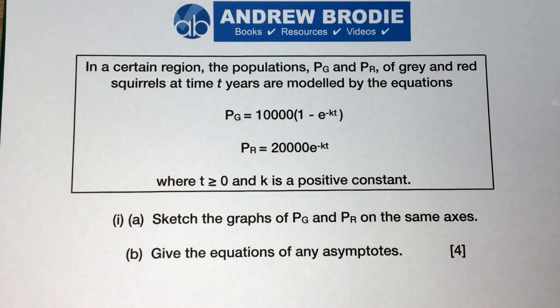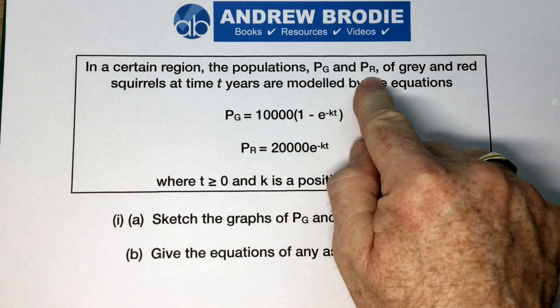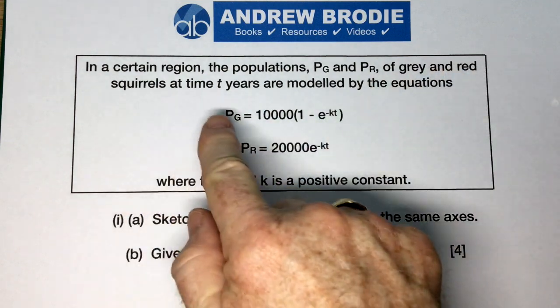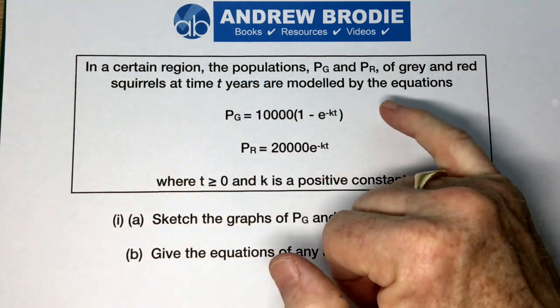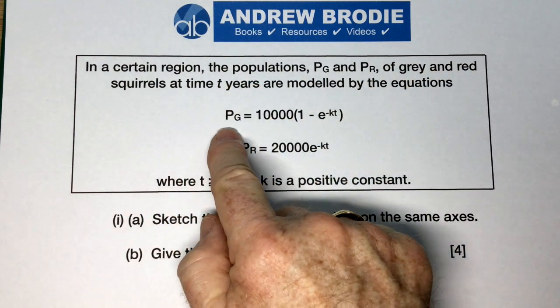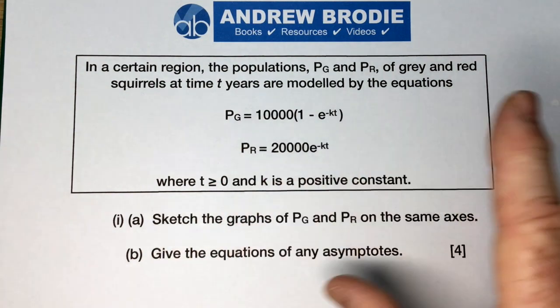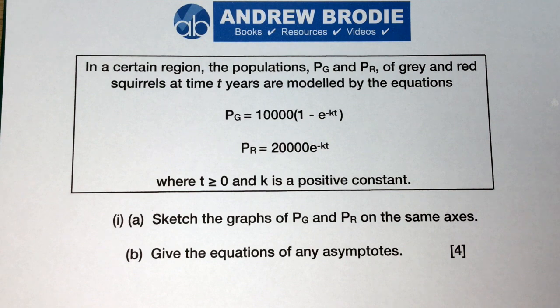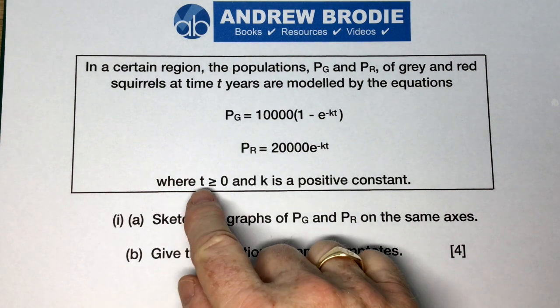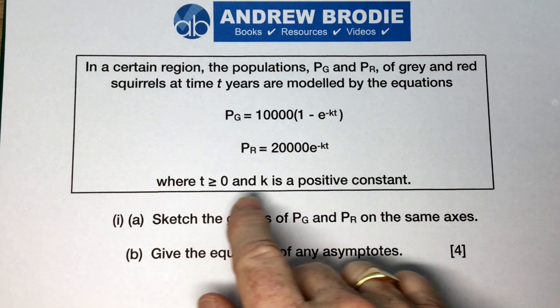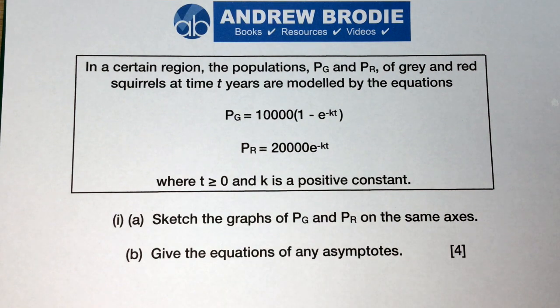So here is a question that was set by OCR as a specimen question a couple of years ago, and it's about squirrels. In a certain region, the populations PG and PR of grey and red squirrels at time t years are modelled by these equations. So the population of grey squirrels, the population of red squirrels. And so over time, the populations are going to change. t is bigger than or equal to 0, and k is a positive constant.